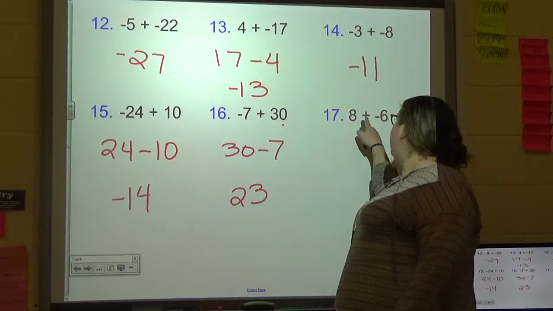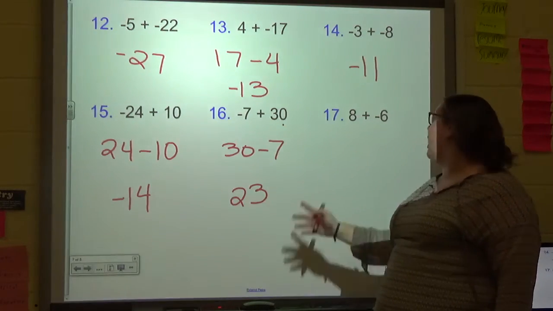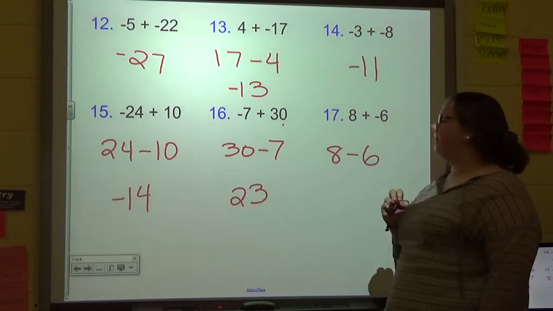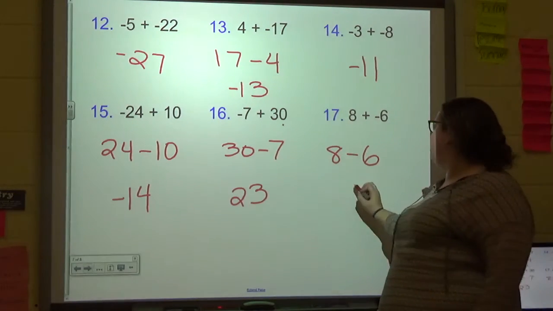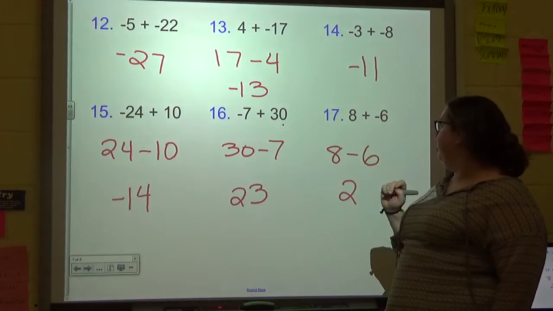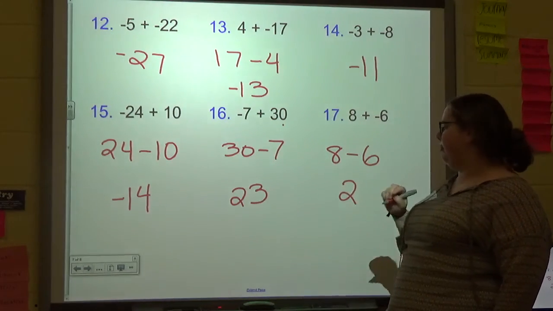Last one, 8 plus -6. Again, different signs, subtract. 8 minus 6 is 2. Who's bigger? 8 is our bigger number. Since it's positive, our answer is positive.